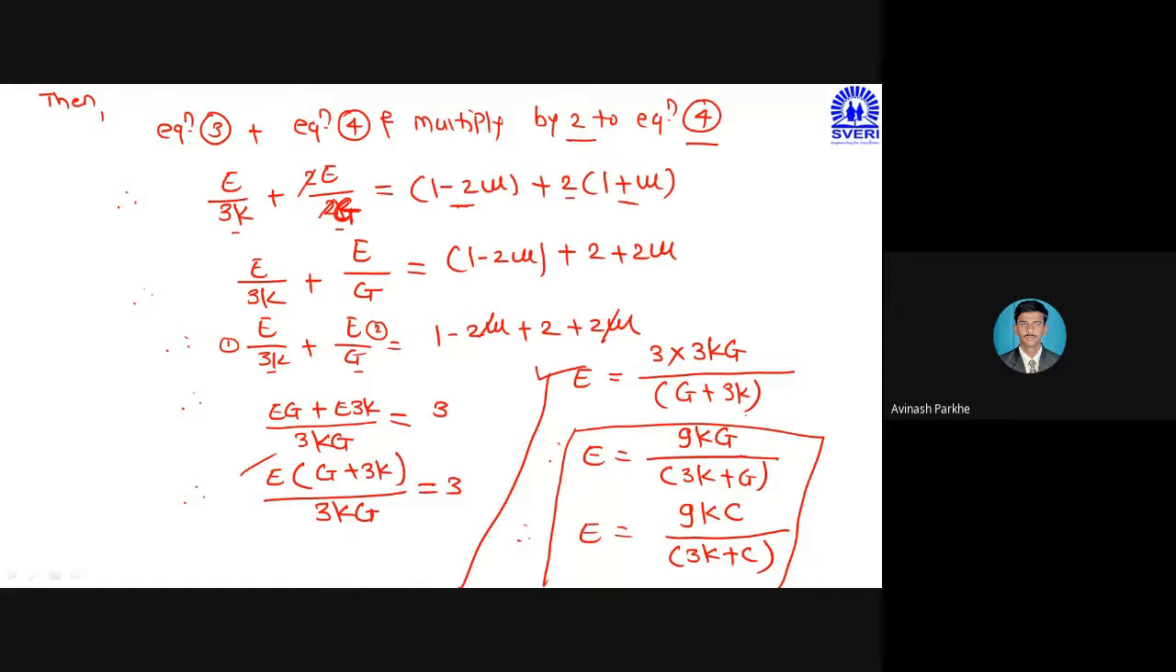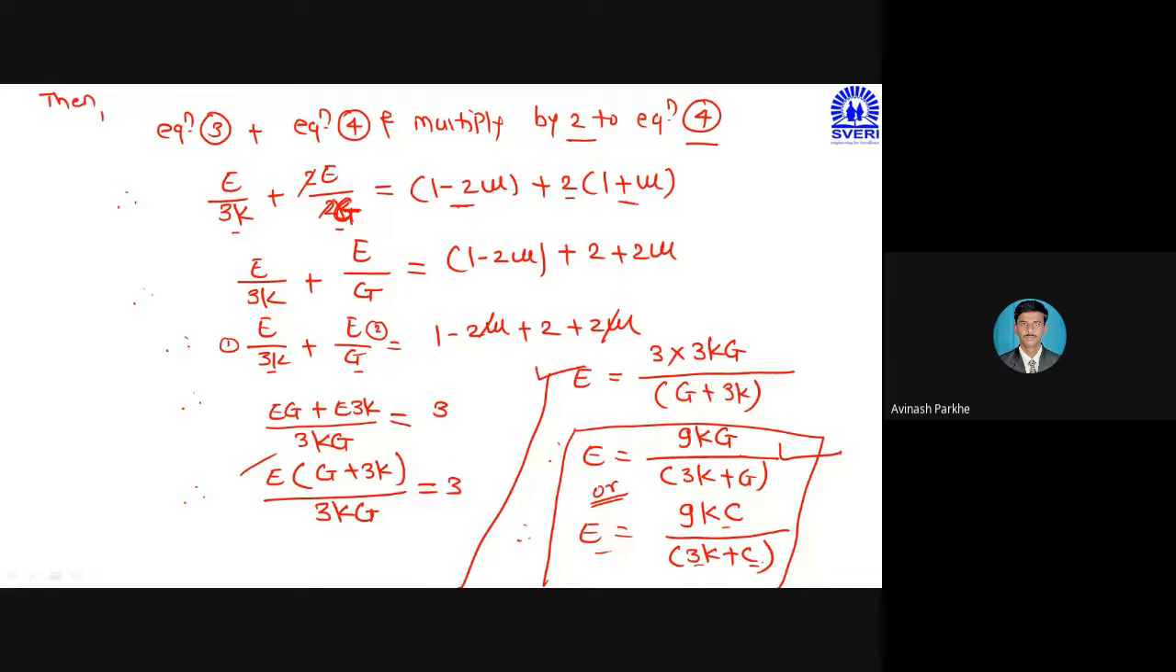G plus 3k or 3k plus G, both are same. Therefore, E is equal to 9kg divided by 3k plus g, or the same equation I can write in the form of C, because G is also called C, or the modulus of rigidity. Therefore, E is equal to 9kC divided by 3k plus C.